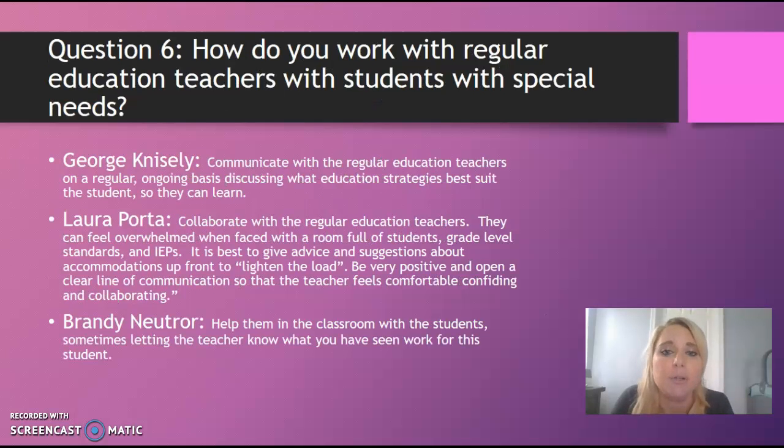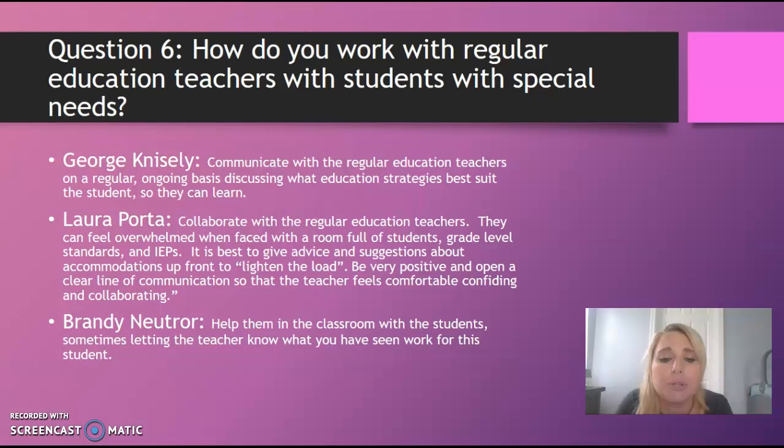Question 6, how do you work with regular education teachers with students in special needs? Mr. Knisley, he mentioned again communication, keeping that open line between the regular education teachers and the special education teachers, and different strategies that can be used that have worked in the past for students.